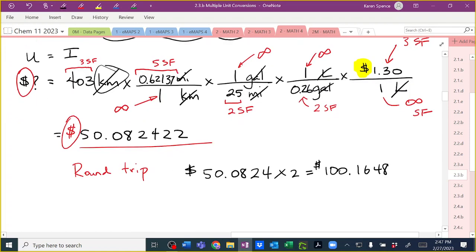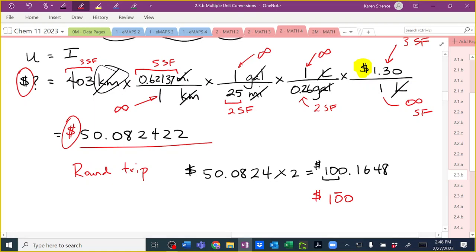Okay. But I can only have 2 sig figs, which means I have to take my number and round it there, which means that I'm going to end up with $100, but I need to put an overbar there to show that I only have 2 sig figs.